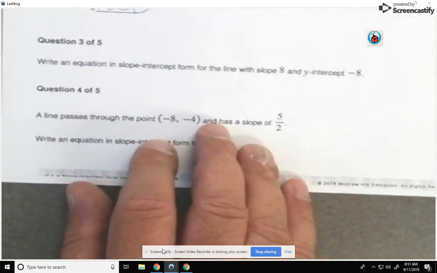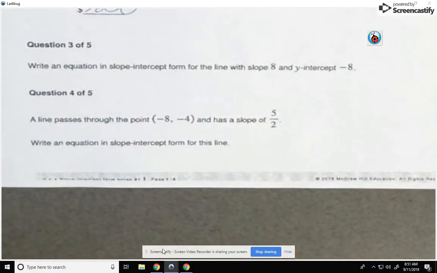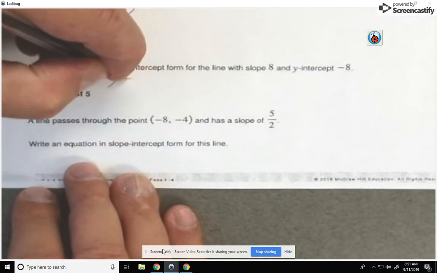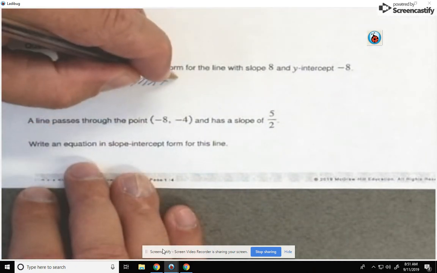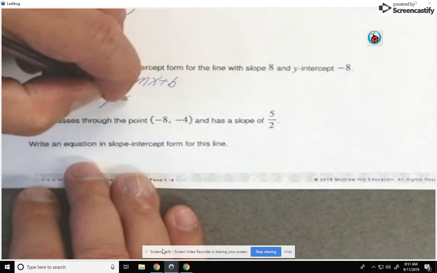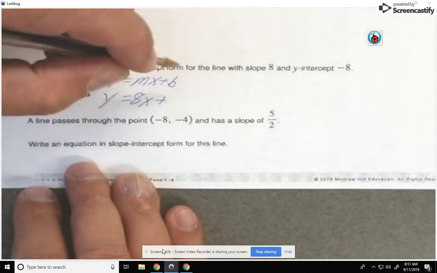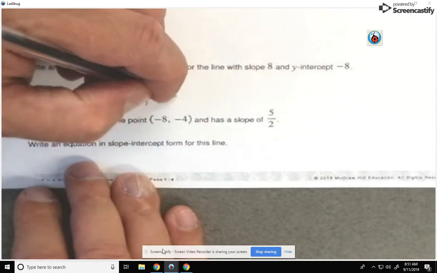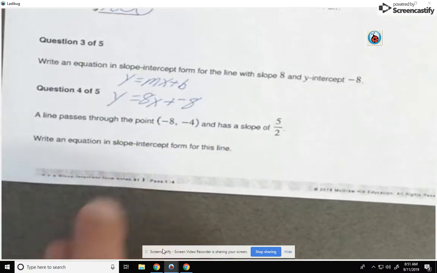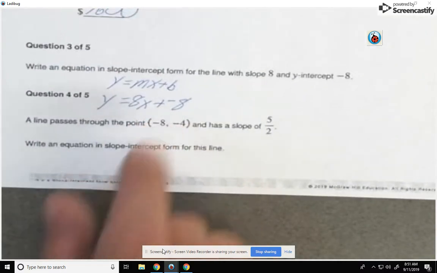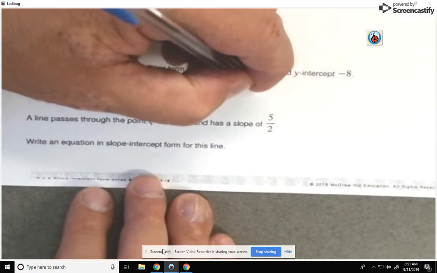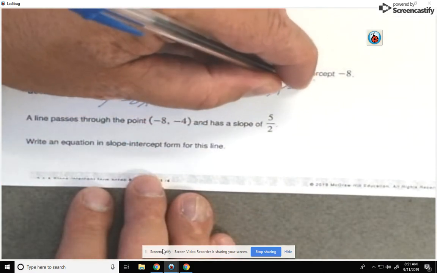Okay, question 3 says write an equation in slope-intercept form for the line with a slope of 8 and y-intercept of -8. So again, we know that it's y equals mx plus b. So here, our slope is 8. Our b is -8. Okay, so finally, instead of leaving this as plus and -8, we go ahead and we change this to y equals 8x minus 8.